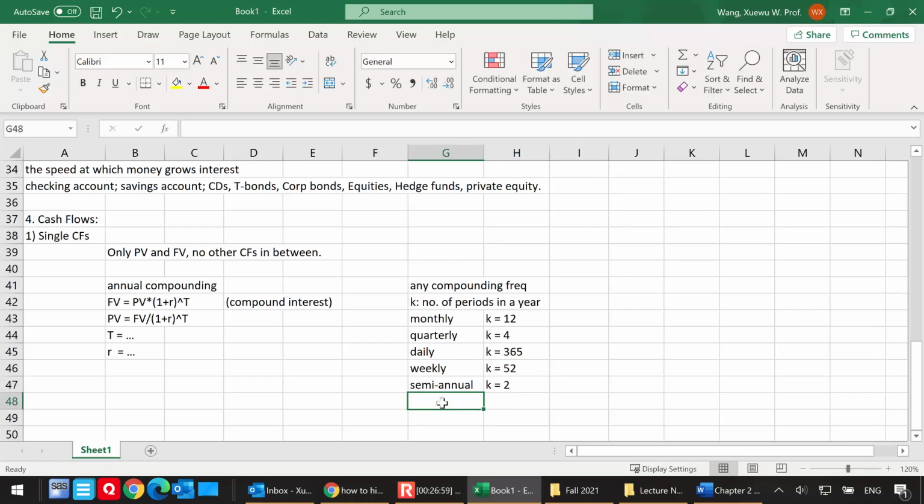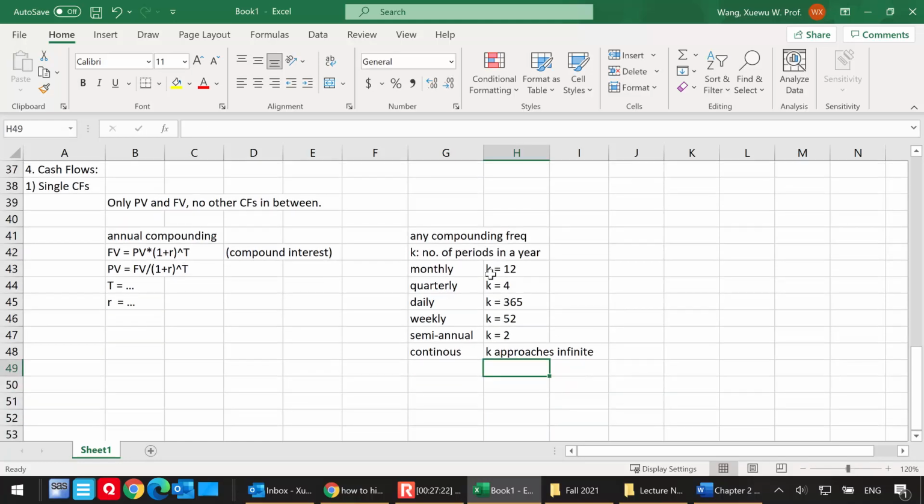If you're talking about continuous compounding, k is approaching infinity. This is the concept you may get to deal with in your graduate level finance class.